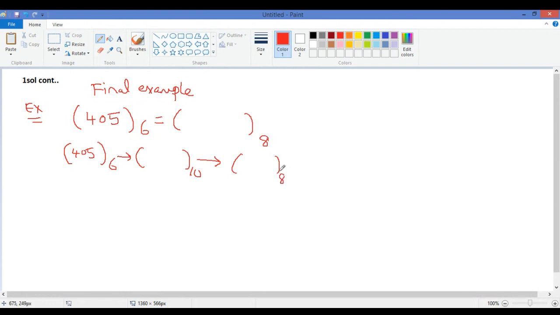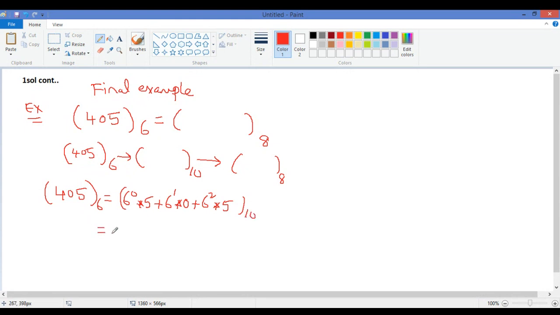Okay. So from any base to base 10, and from base 10 to any base. So these two skills. So let us do the first. Let us convert 405 into base 10. So 405 base 6. If I want to convert it to base 10, 6 power 0 into 5 plus 6 power 1 into 0 plus 6 square into 4. Okay. So this is in base 10.